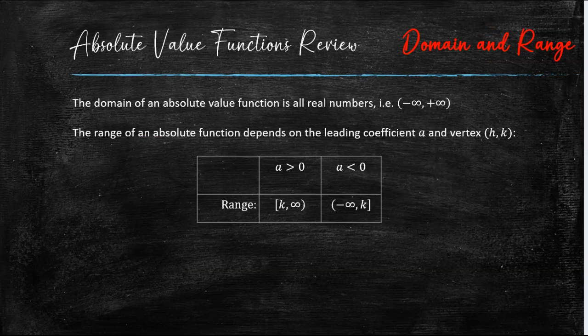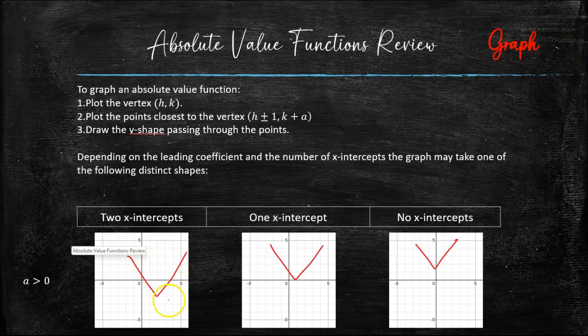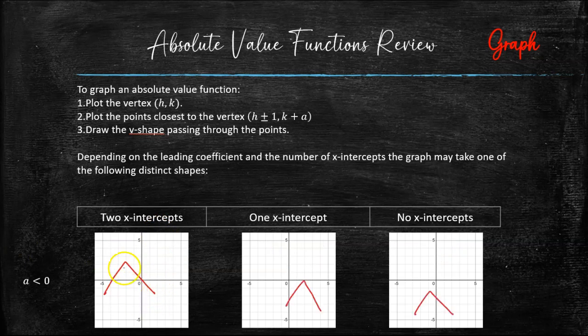Now that you have the graph in front of you, you should be able to answer questions about the domain and the range. The domain of an absolute value function is all real numbers without any constraints. And the range of an absolute value depends on, again, the combination of the leading coefficient and the vertex. So if the coefficient is positive, then the range is all the values from the y-coordinate of the vertex going up, and when the coefficient is negative, the range is all the values from negative infinity up to the y-coordinate of the vertex.